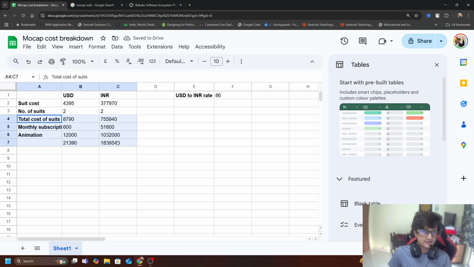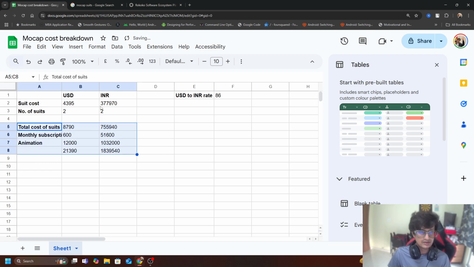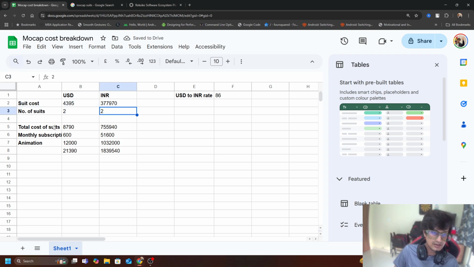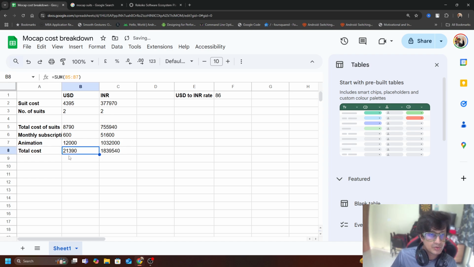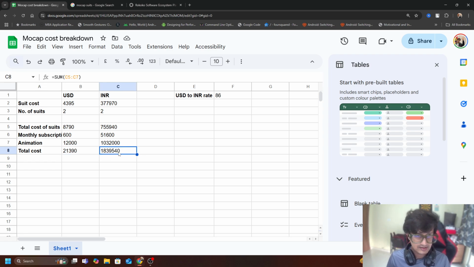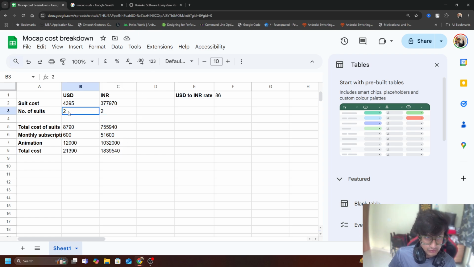So on an average, if I were to just separate this out, here on top we had the assumptions and here we have the actual costs, right? So if we were to look at total cost, that is about 21,390 US dollars annually, which translates to about 18 lakh 39,540 rupees, right? And let's assume we increase the suit numbers, let's say from 2 to 4, then these costs increase proportionately.